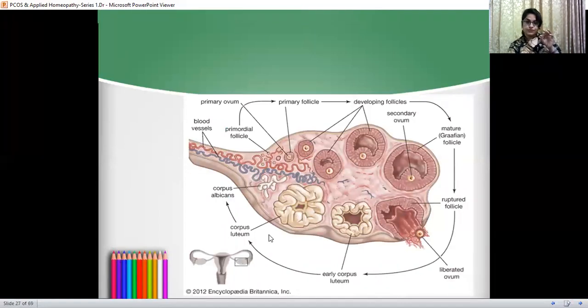So this is the transverse section of the ovary. You have blood vessels, you have primary follicle, primordial follicle. This is the primary follicle. These are the developing follicles. One of the follicles develops. This is the mature follicle. This mature follicle or graafian follicle ruptures and the ovum is liberated. And the remaining portion is called the corpus luteum, which secretes progesterone.